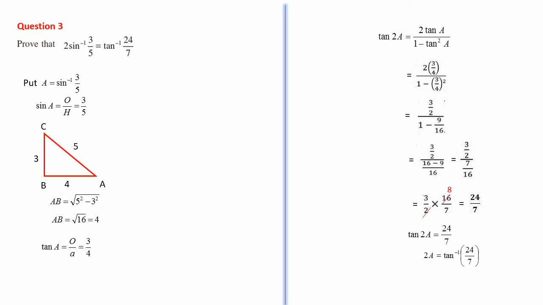From here we can write 2A is equal to tan inverse of 24 by 7. As we have substituted A as sine inverse 3 by 5, let's write here: 2 into sine inverse of 3 by 5 is equal to tan inverse of 24 by 7. This is the required statement which we needed to prove.